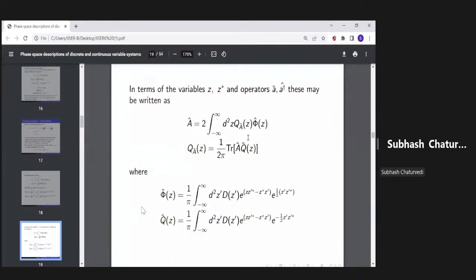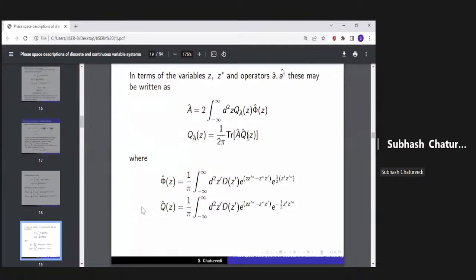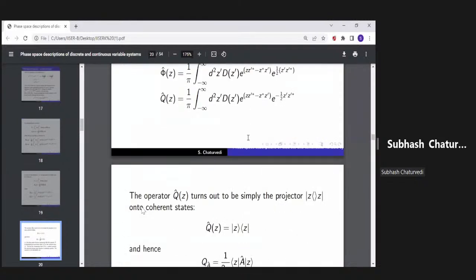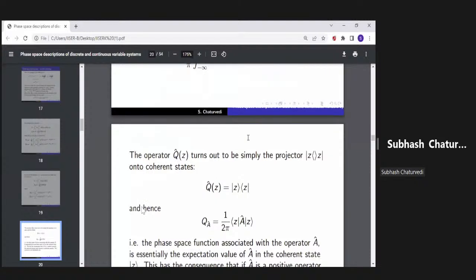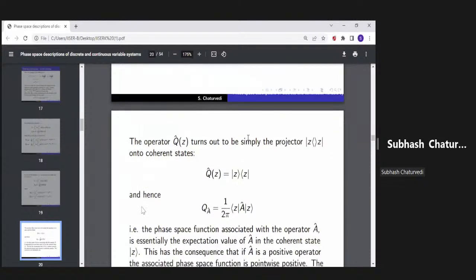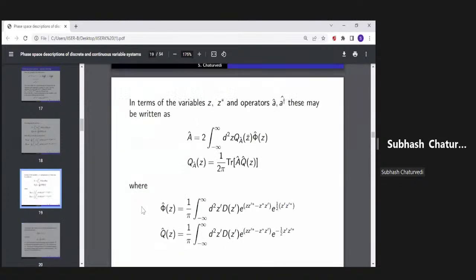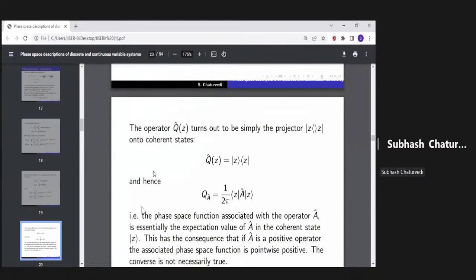Yes, so this is the same thing rewritten in terms of Z and Z star, and you can check these calculations. Now, here I must point out that this operator Q hat Z, which I had introduced earlier, which is used in going from an operator to its phase space function, essentially turns out to be a projector on coherent states. There's a typo here. The bracket should be pointing the other way around. Anyway, I'll correct it later on.